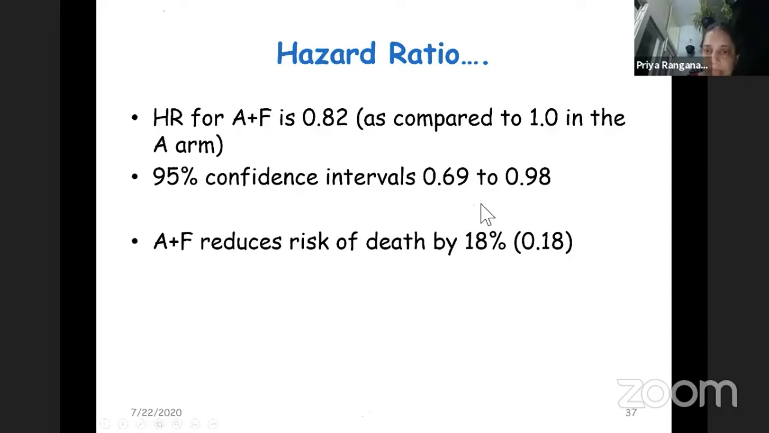What this further means is in this study, it reduces the risk by 18%. In the population, it could reduce the risk by as much as 31% or as little as 2%. But there is some risk reduction. The magnitude of the reduction of risk of death varies between 2% and 31%. This is a difficult concept to understand, and if you all want, I'm very happy to go over it once again.